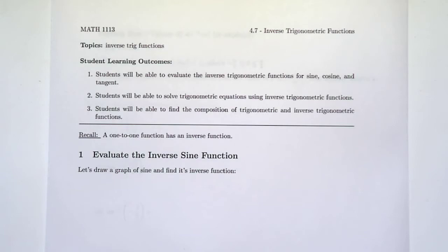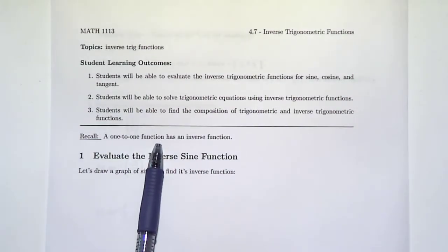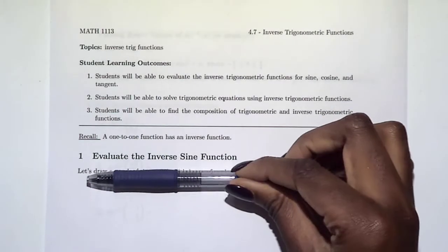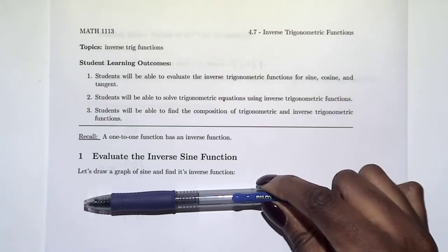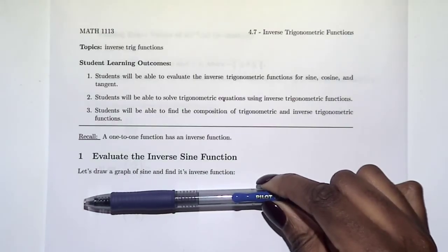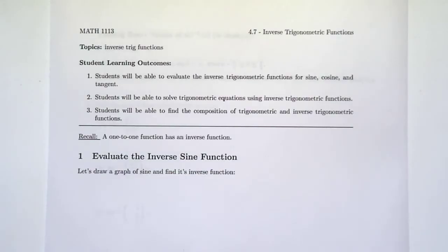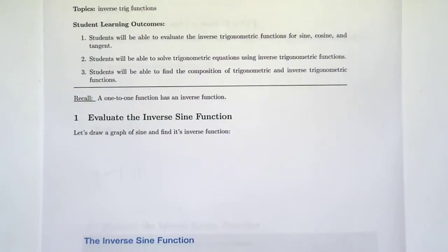Alright, so recap. Remember, only functions that are one-to-one have inverses. What does that mean? It means our function must also pass the horizontal line test. That means it's one-to-one, and then that also means that it has an inverse. And so we're talking about inverses of our trig functions, and the first one we're going to start off with is sine. So let's talk about the sine function.